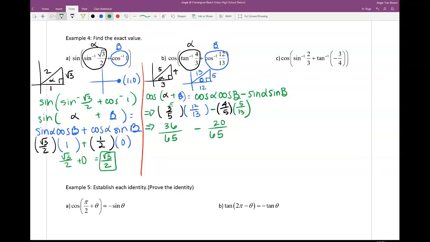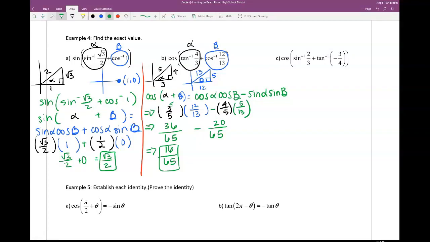Okay, let's plug in some more. 36, take away 20, that's 16, divided by 65. Do you think we can reduce this? It's not divisible by 5 on the top, and 16 is an even number, so it can only be reduced by 2, or multiples of 2. So right now we can't really reduce that, okay?